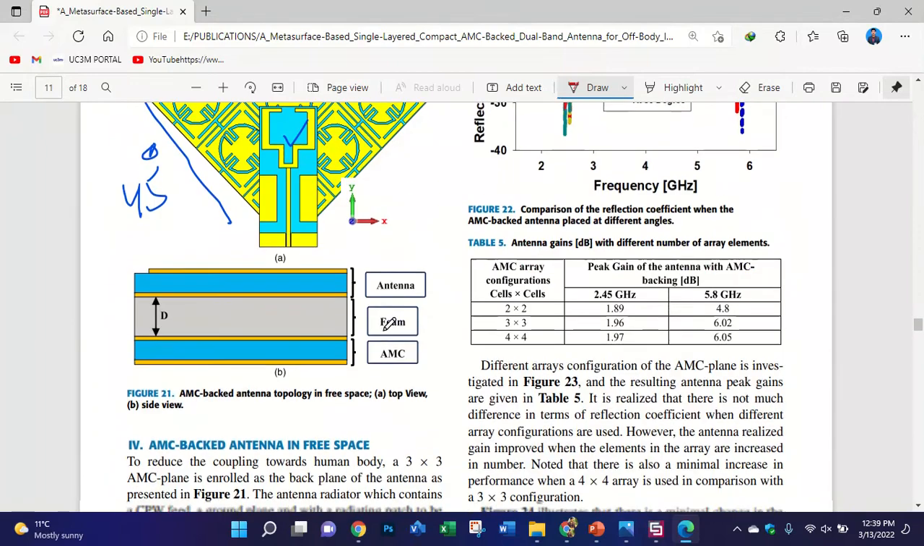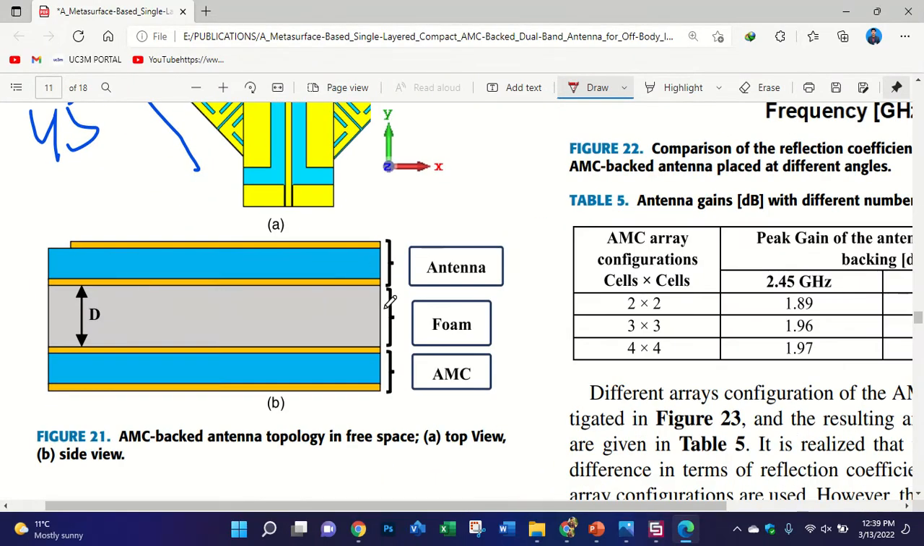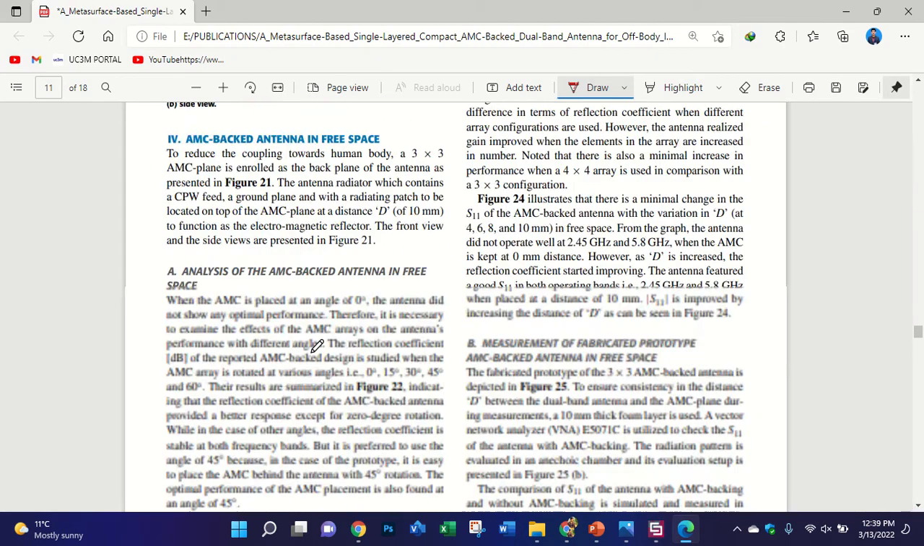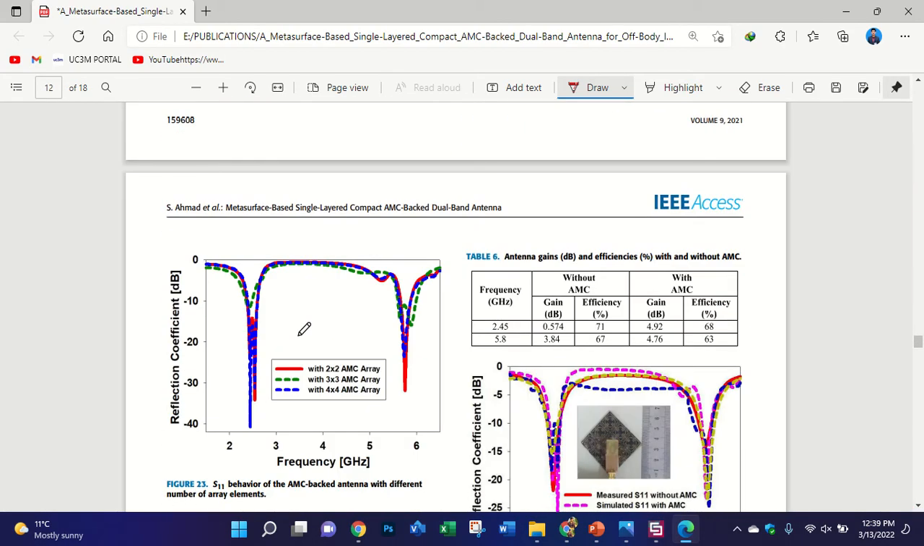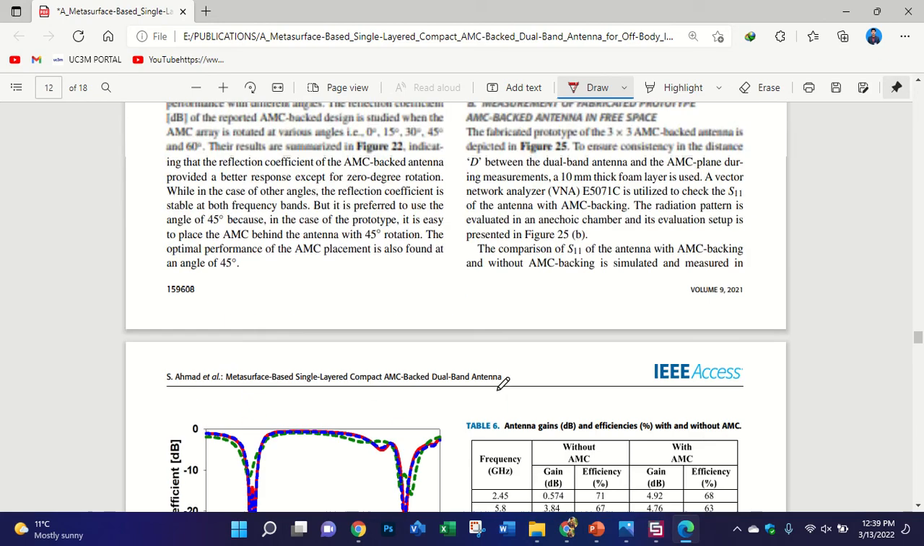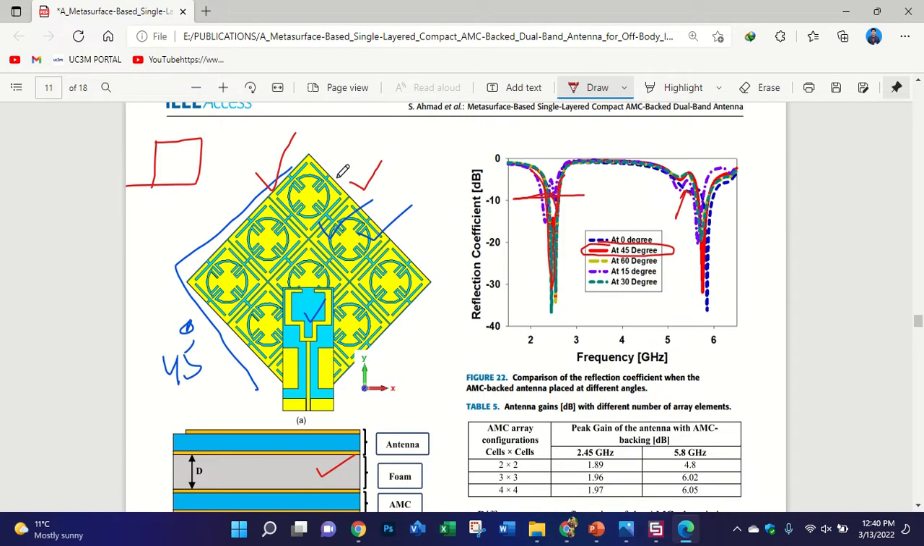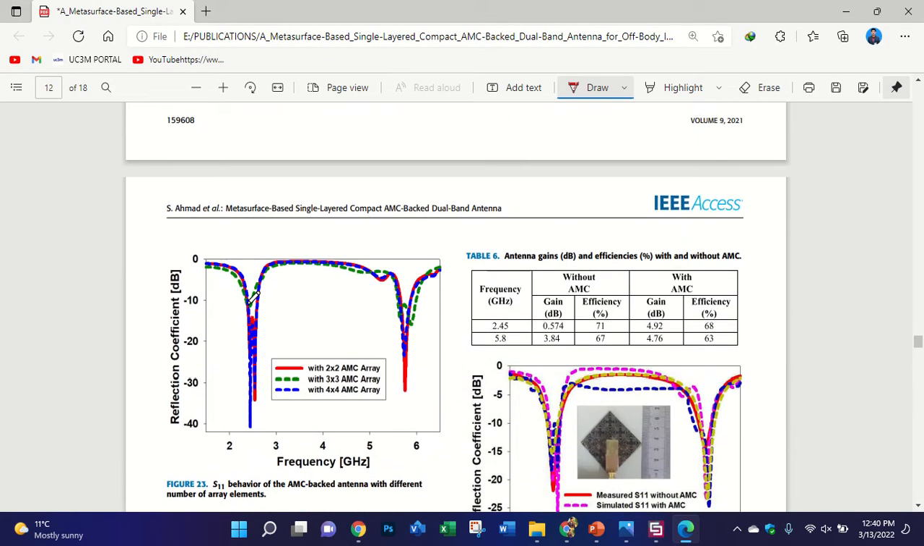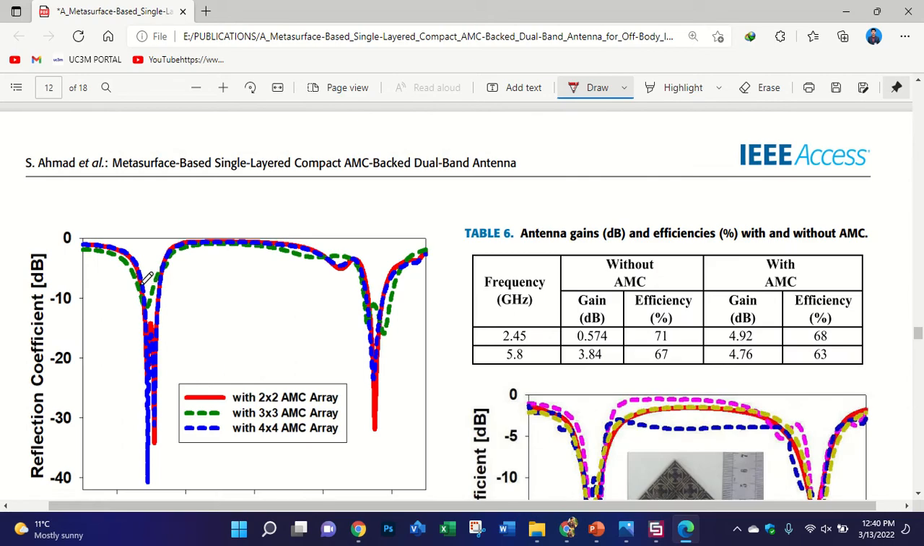Yes, this one. So this is your antenna, this is your foam, and this is your AMC plane. I simulated with many distances. Also, my antenna has a very small size compared to the metamaterial. In most cases we try to achieve a small antenna size, so I simulated with a 2 by 2 metamaterial, and I got this result, the 2 by 2 array.